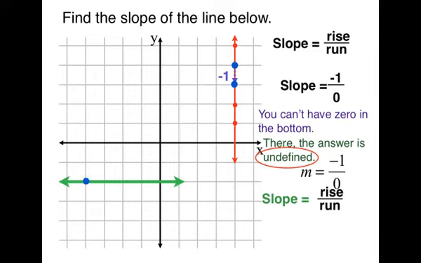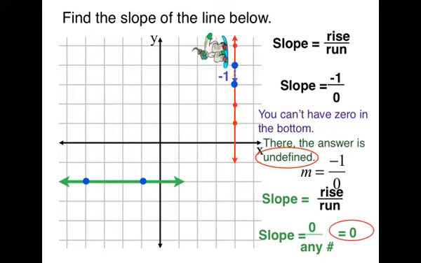Now, for my green line, I'll pick 2 points. What's my rise here? 0. I don't go up or down. What's my run? Pretty much any number. Doesn't matter. So for this line, a flat line, we have a slope of 0.